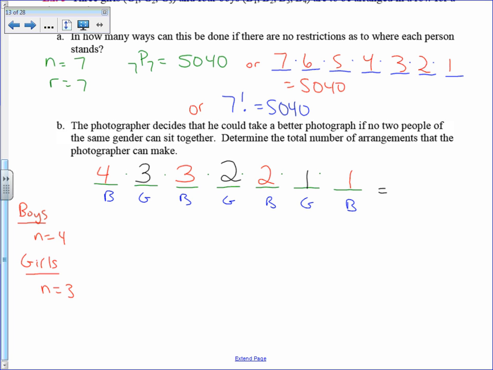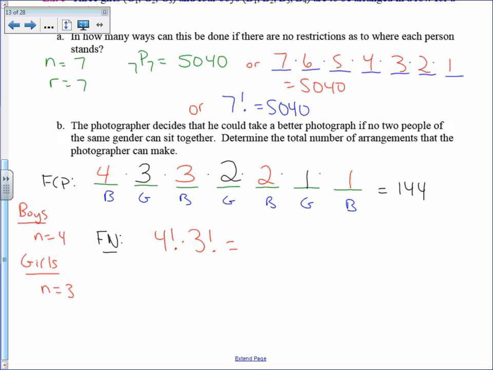So 4 times 3 times 3 times 2 times 2, the ones that were done. So 144. So that's the fundamental counting principle. You can also use factorial notation, because really what you're doing in here is 4 factorial times 3 factorial. There's 4 factorial ways of arranging the boys, 3 factorial ways of arranging the girls.